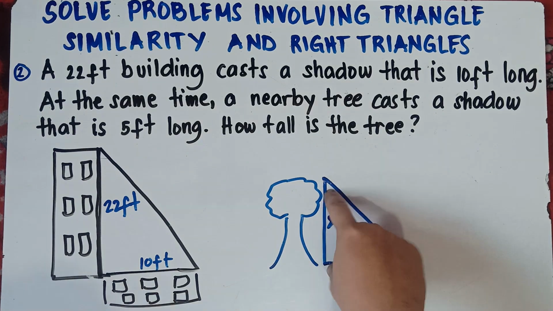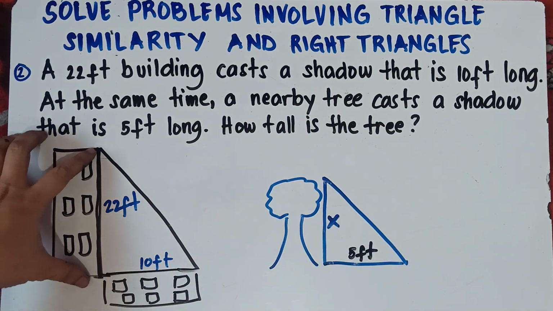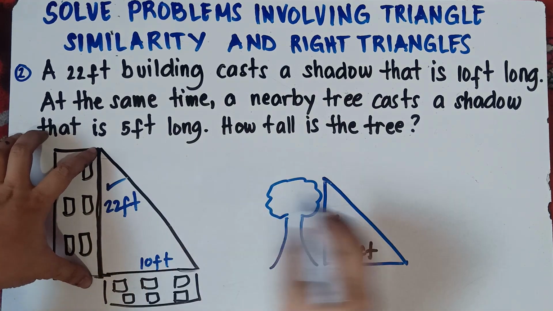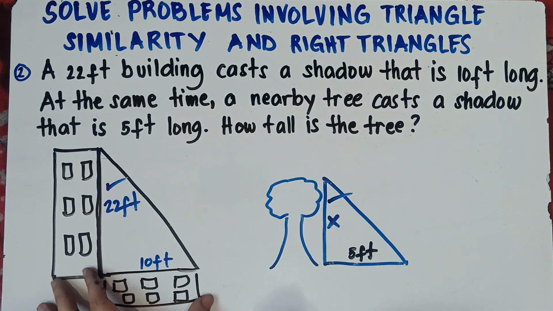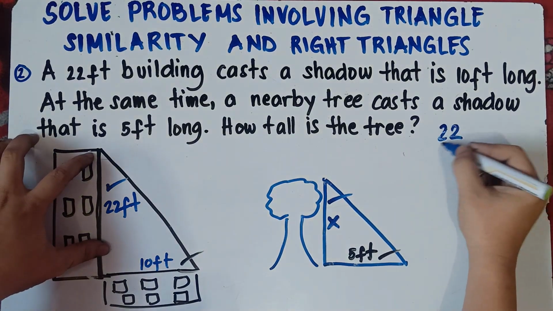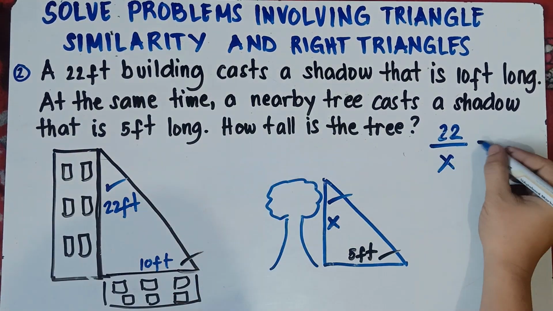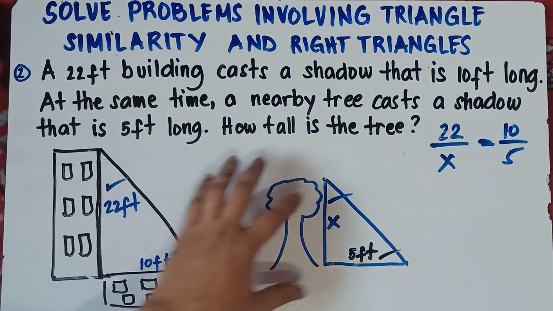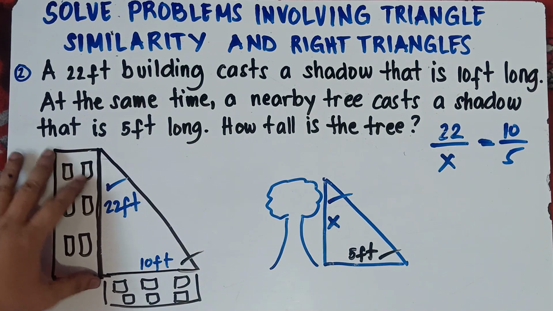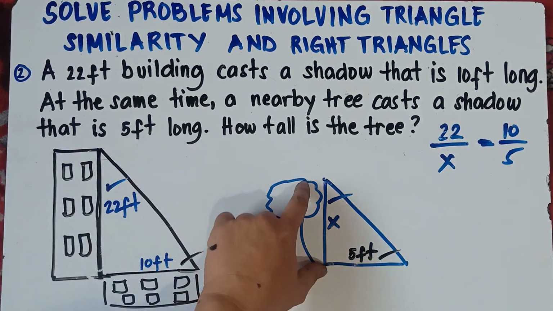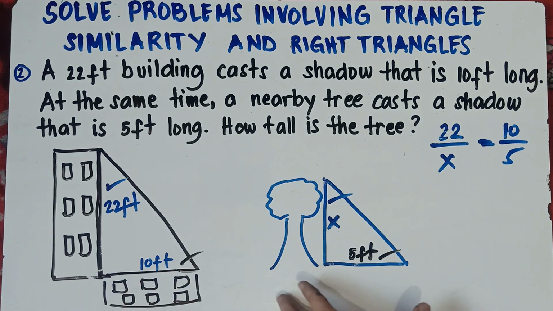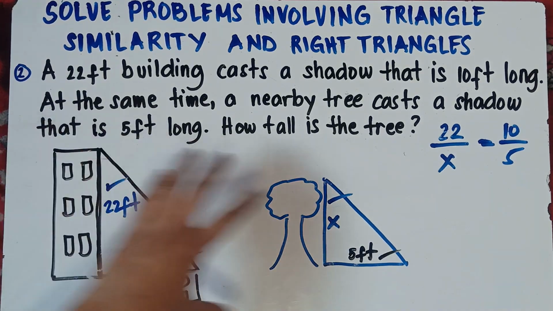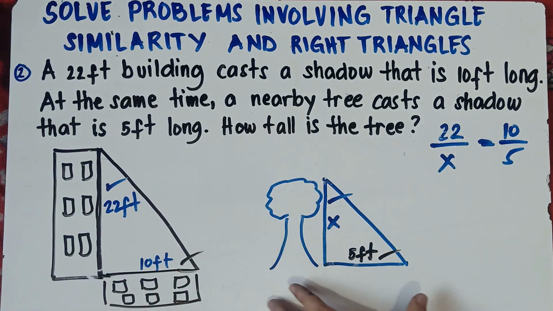So once again, we can find x by making proportions. The ratio of this side over this side is equal to this side over this side. So that would be 22 over x is equal to 10 over 5. The big triangle and the small triangle: this side over this side, the shadow of the building and the shadow of the tree. Height of the building, height of the tree, shadow of the building, shadow of the tree.